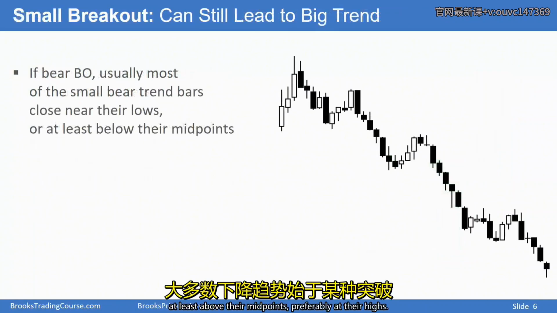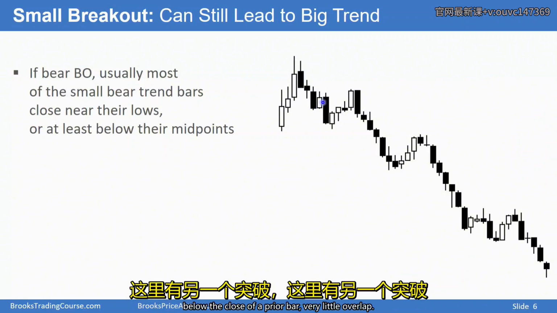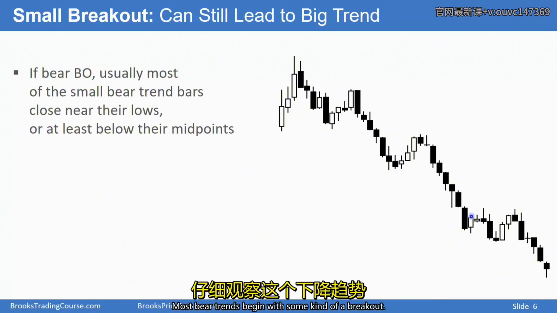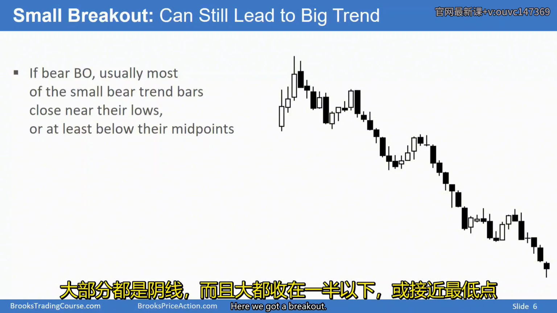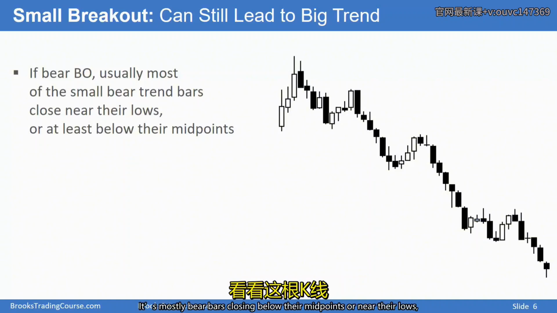Most bear trends begin with some kind of a breakout. Here we got a breakout. We have another breakout here, another breakout here. And look at this bear trend. It's mostly bear bars closing below their midpoints or near their lows. And we have several series of consecutive bear trend bars. So that's relentless selling.